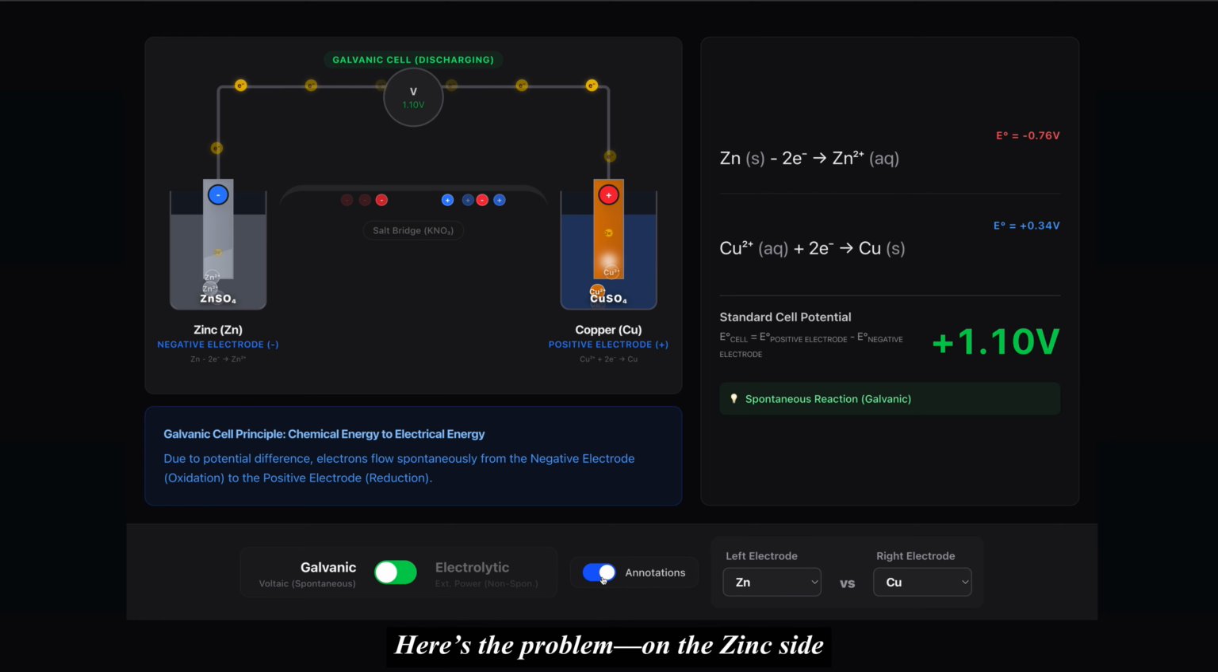Here's the problem. On the zinc side, zinc atoms are constantly becoming ions, so the positive charge increases. On the copper side, copper ions are being used up, so the positive charge decreases. Without charge balance, the current would stop instantly. This is where the salt bridge becomes the hero.